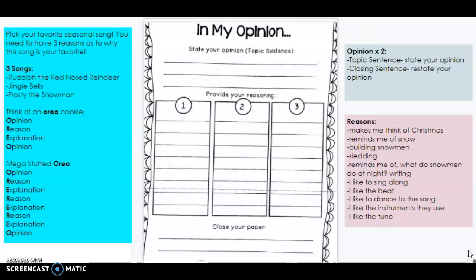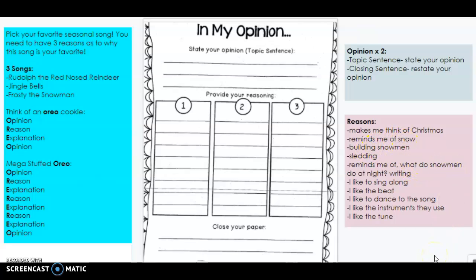The second reason that I have brainstormed is "reminds me of snow." All of these remind me of snow a little bit, especially Jingle Bells and Frosty the Snowman. Building snowmen. Frosty the Snowman, definitely. That would be a good reason. Building snowmen. Sledding. That has to do with Jingle Bells a lot. Dashing through the snow. This next reason says "reminds me of what snowmen do at night." So Frosty the Snowman definitely could remind me of that.